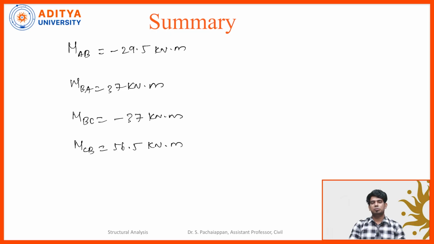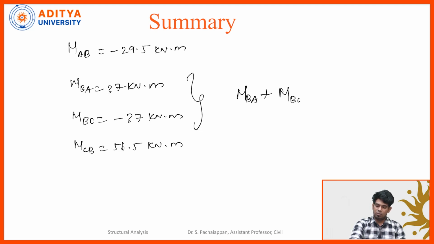So, we applied the slope deflection method and then we calculated all the final end moments of the continuous beam, which is statically indeterminate. We applied the boundary condition and that is also satisfied here. You can see that the summation of MBA and MBC is 0. So, MBA plus MBC equal to 0, we can see here, minus 37 plus 37.